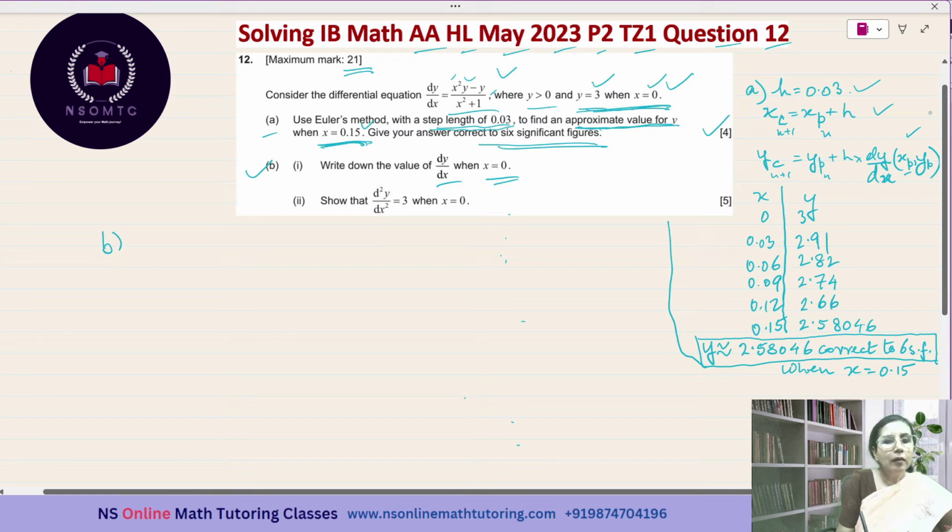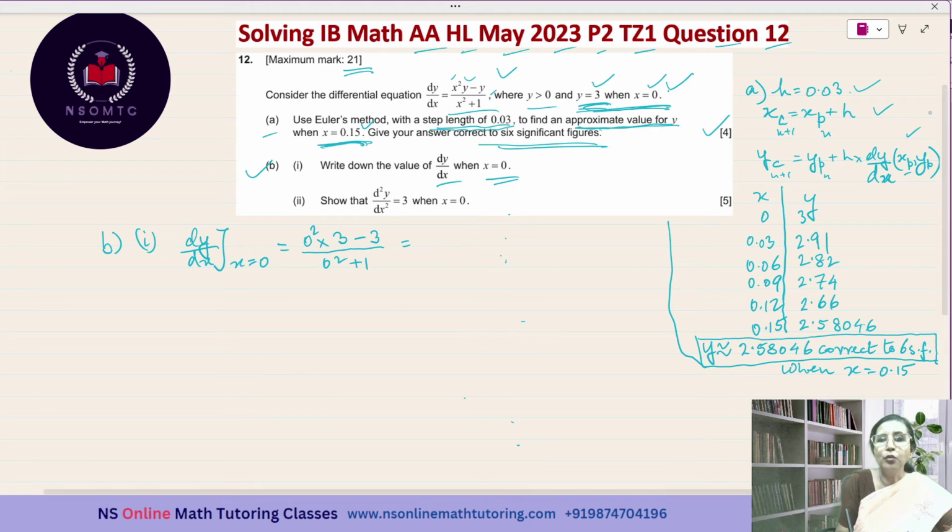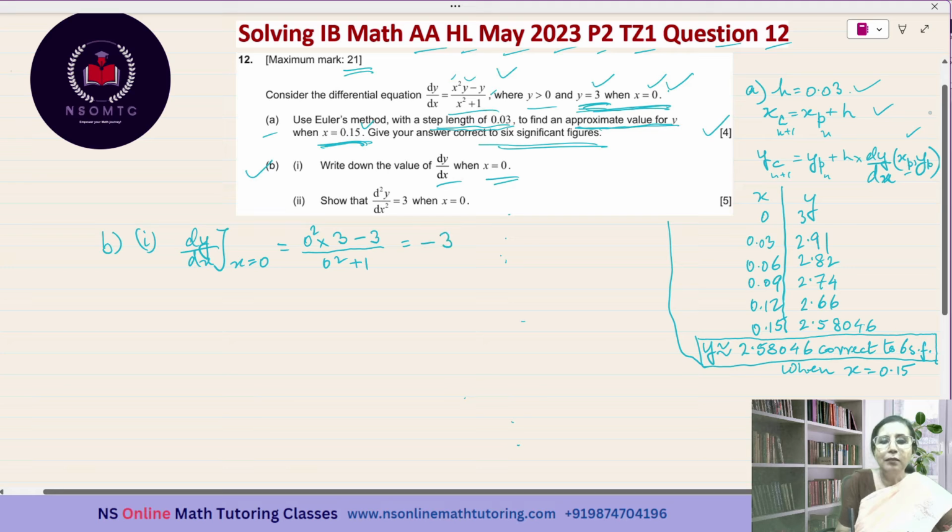Okay, dy by dx when x equal to 0 equals 0 squared times, when x equal to 0, y equal to 3. Okay, so x square y, 0 squared times 3 minus 3 over 0 squared plus 1 equal to 0 squared times 3 is 0 minus 3, and the denominator is equal to 1, so it is minus 3.